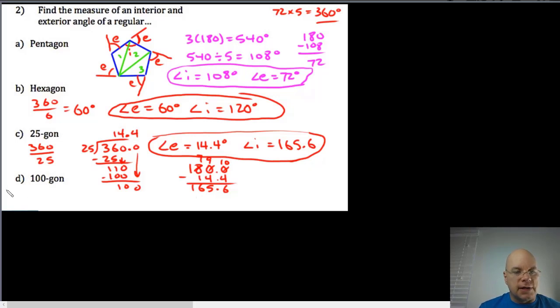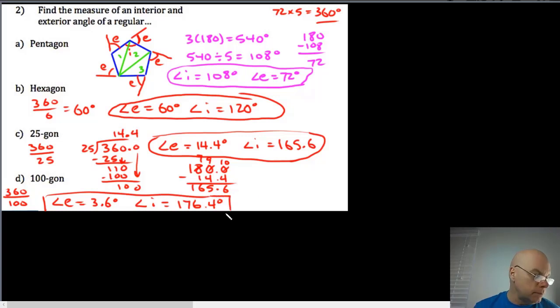For the 100 gon, it's actually a little easier because it's easy to divide by 100. I just move my decimal 2 places to the left. So the exterior angle equals 3.6 degrees, and the interior angle would equal, what would I add to 3.6 to get 180? I would add 170, not 7, because then I'd be over, 176 and 4/10 degrees. Okay, that completes problem 2.